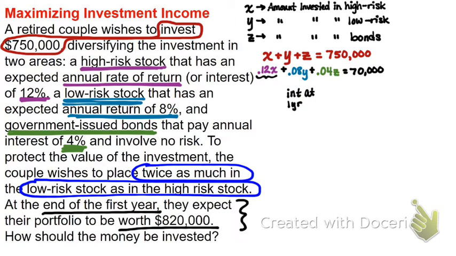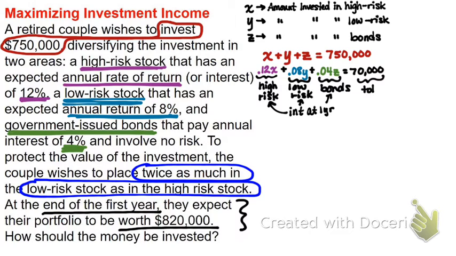So I'm going to scoot this down just a little bit. This is interest at 1 year. This one is high risk. This one is low risk. This one is bonds. And this one is total.